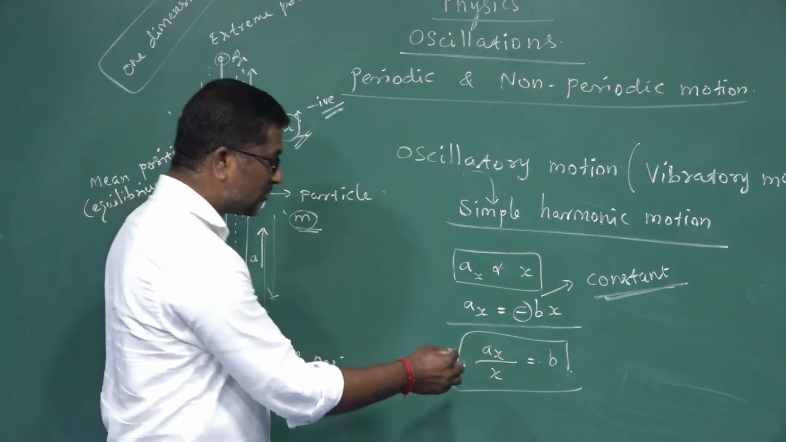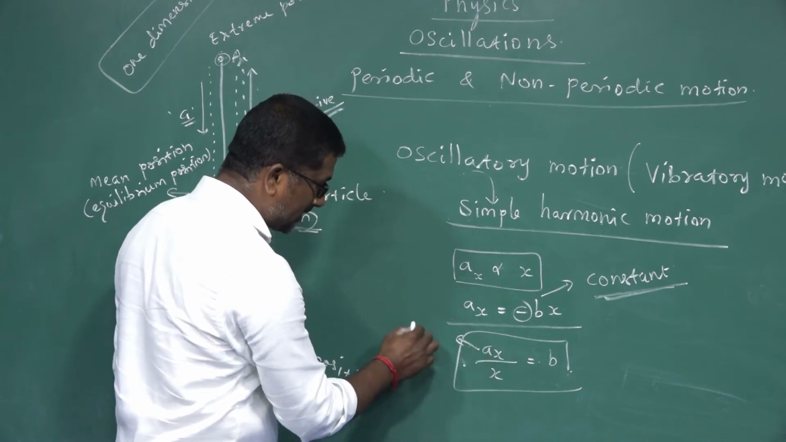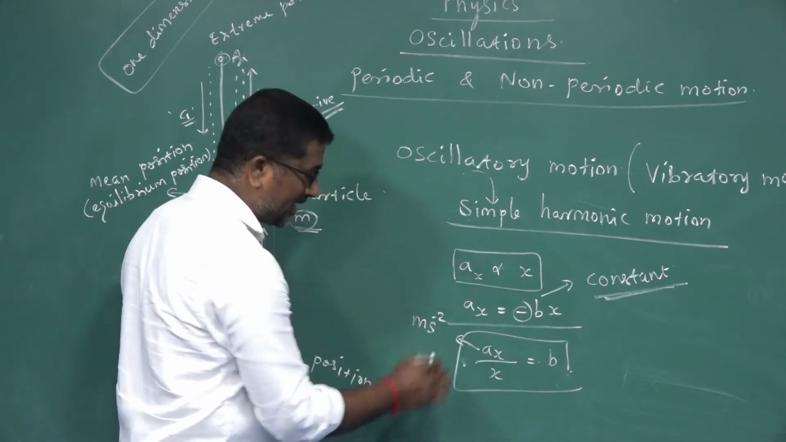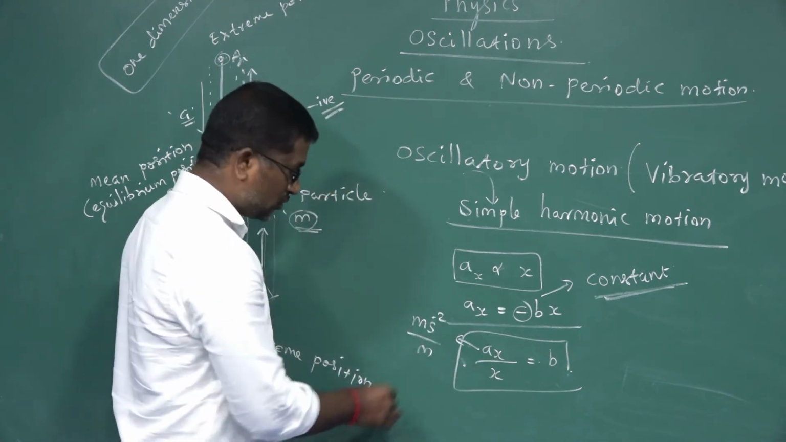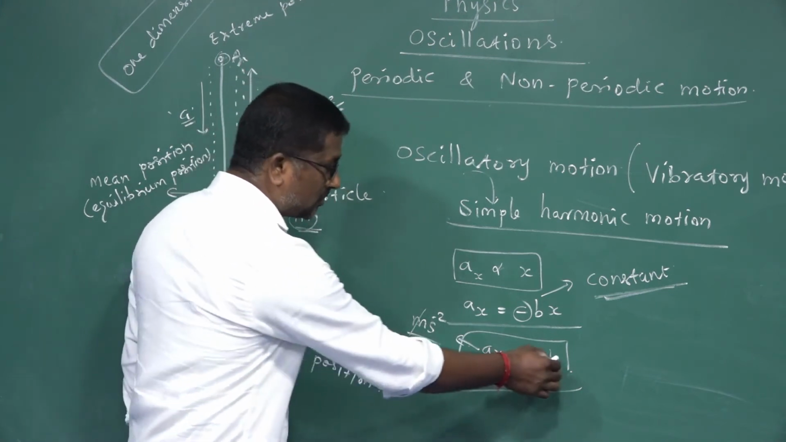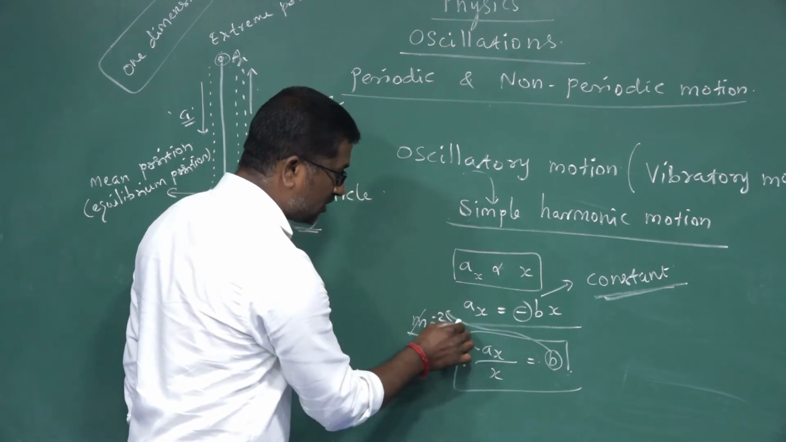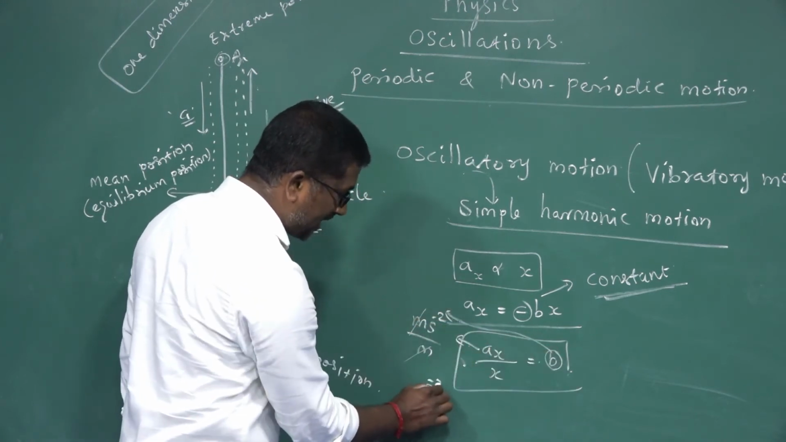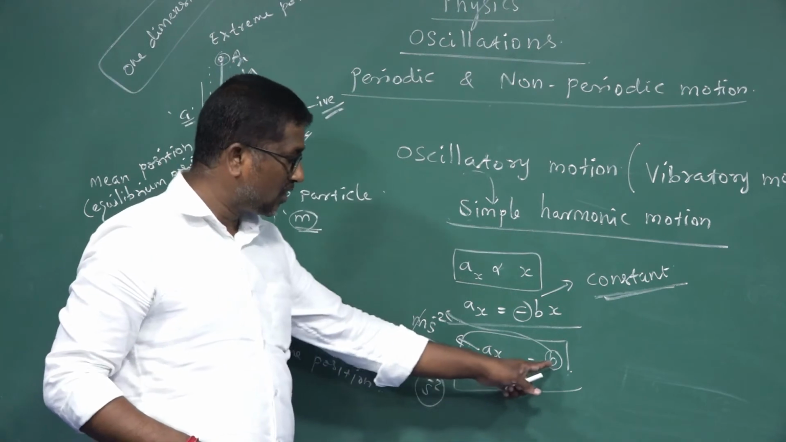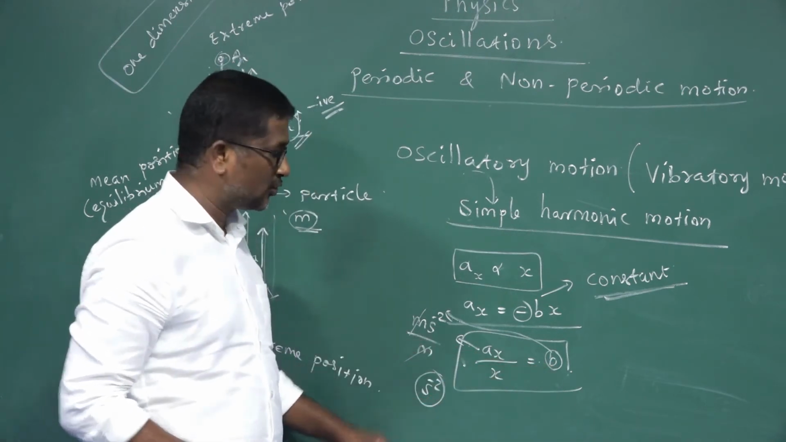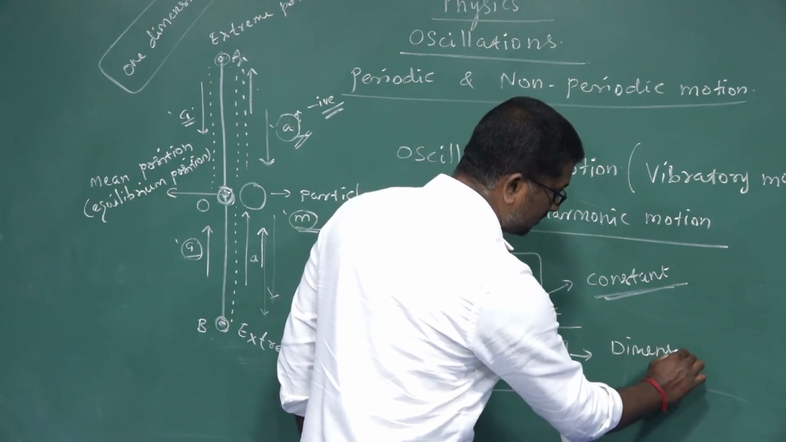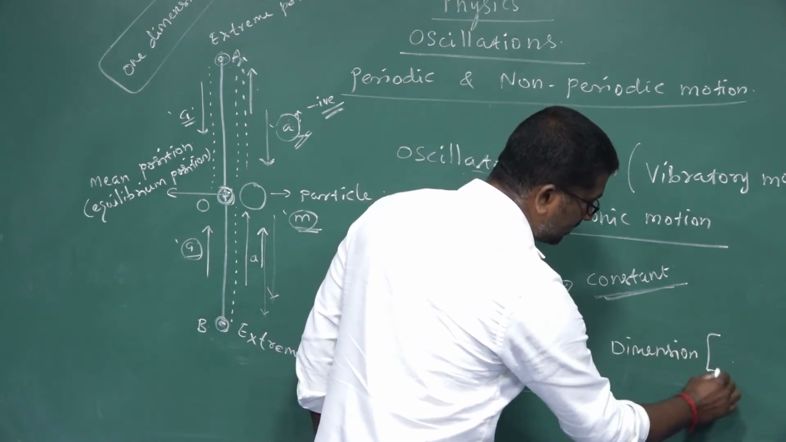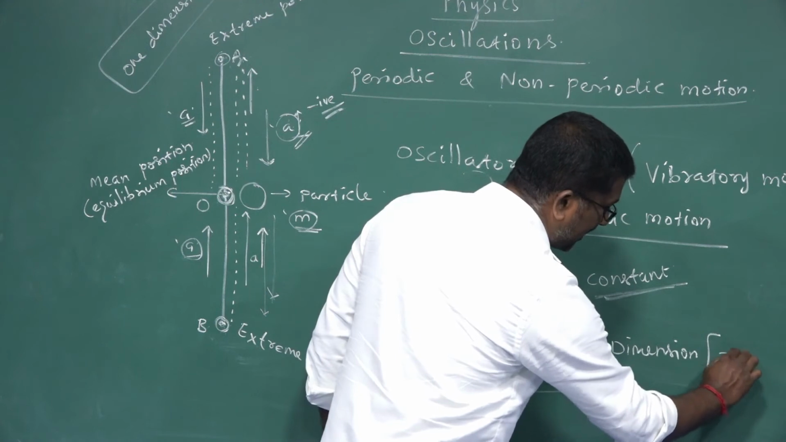We know that the unit of acceleration is meter second power minus 2 and the unit of displacement is meter. So meter gets cancelled. The unit of this constant b is second power minus 2, and its dimension is T power minus 2.